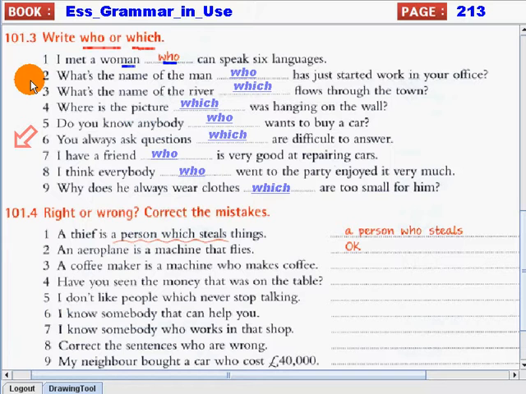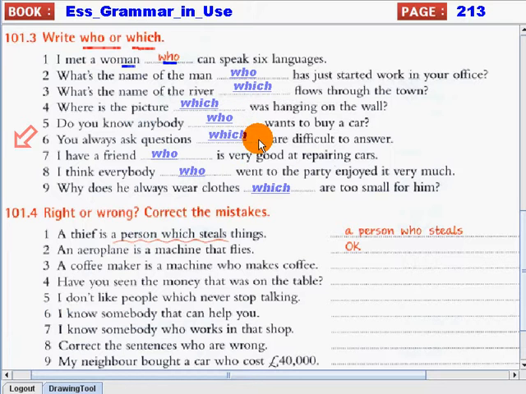What's the name of the man who has just started work in your office? So who is the right answer. Number 3. What's the name of the river which flows through the town? Object, idea, a place, but it doesn't refer to a person, right? And number 4. Where is the picture which was hanging on the wall? And number 5. Do you know anybody who wants to buy a car?